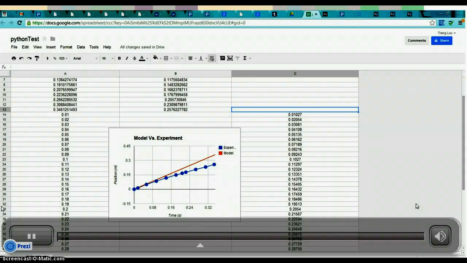As you can see, the model versus the experiment graph is here. The model is following Newton's second law and giving a linear equation, while the experiment started off similar to the model, but then the tennis ball must have slowed down or stopped traveling in a straight line. That's the reason for the divergence from the model's linear equation.